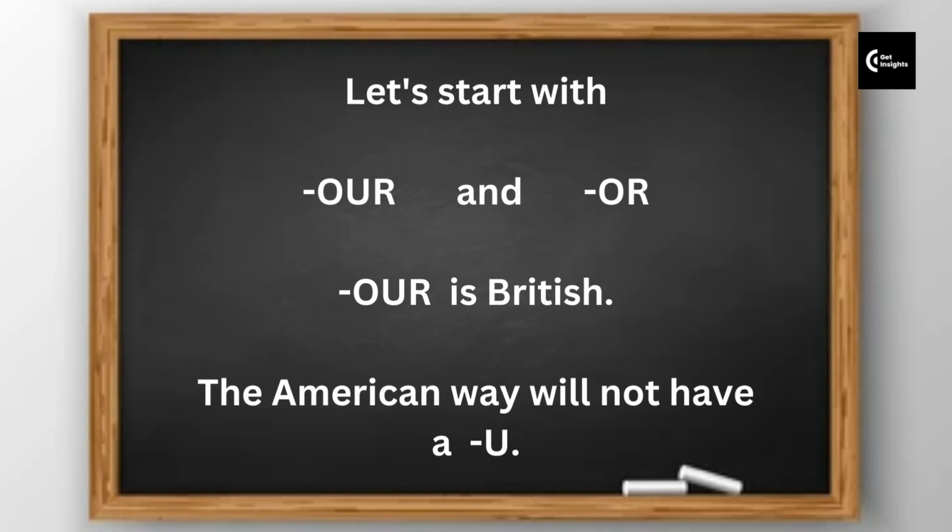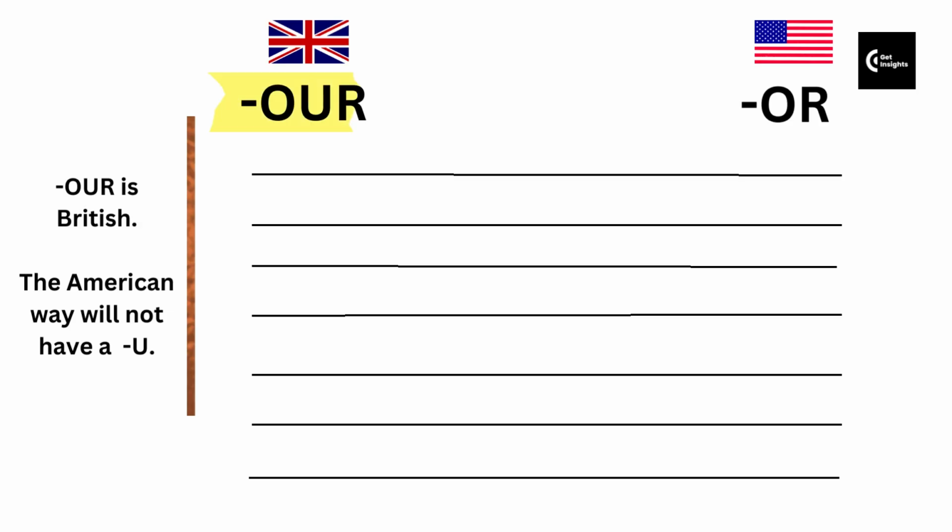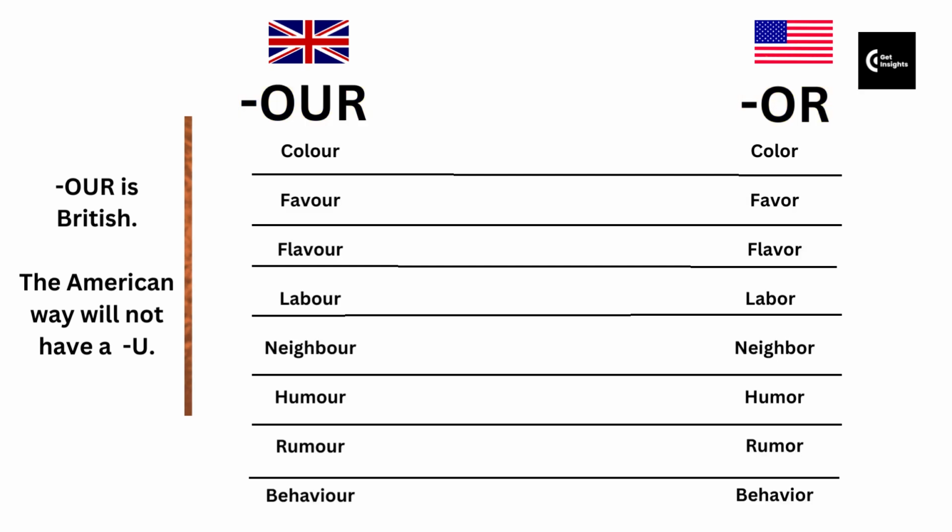Okay, let's start with O, U, R, and O, R. OUR is British. The American way will not have a U. So, what are the examples? Well, we have it right here for you. Color, favor, flavor, labor, neighbor, humor, rumor, behavior.